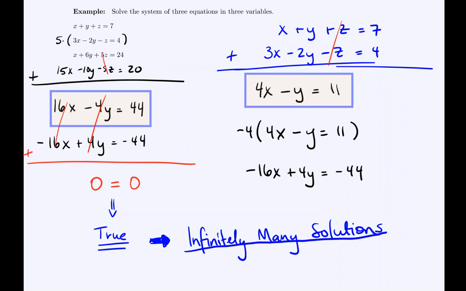So hopefully we see the same procedure. It's very similar to the last section, except now we just have a third equation and a third variable. But the goal is to get down to two equations and two variables, and then solve those like we would before. And we have the same conclusions if we get down to a false statement or a true statement, or to a single point as our answer.